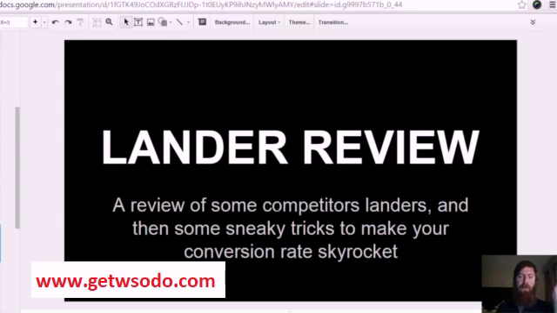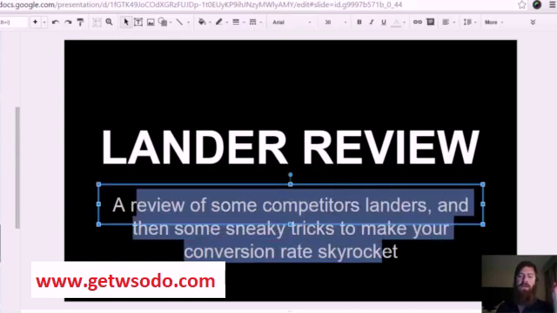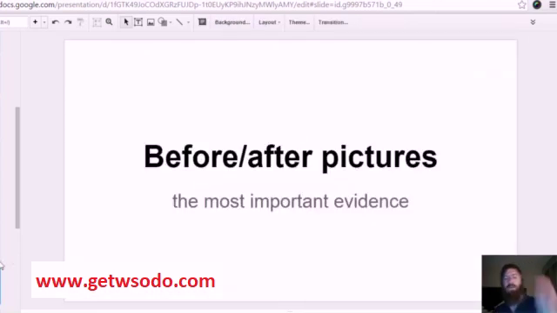So I'm going over competitors' landers, and I'm going to talk about some tricks to skyrocket conversion rates. The most powerful thing in marketing is before and after pictures. This is without question. Or before and after sorts of imagery.